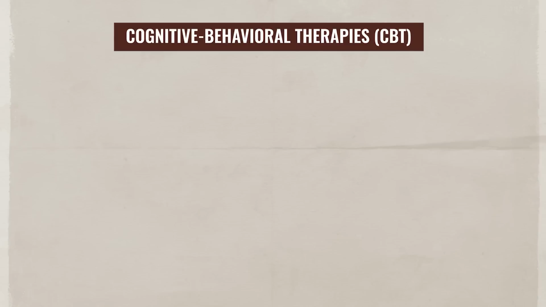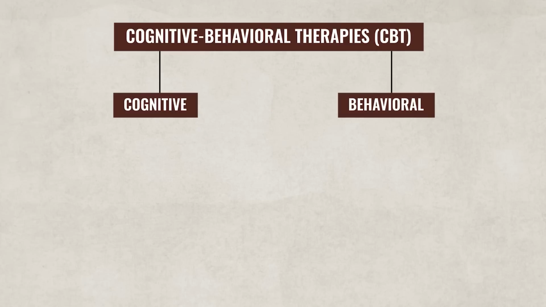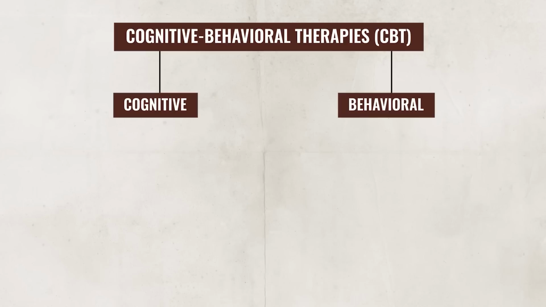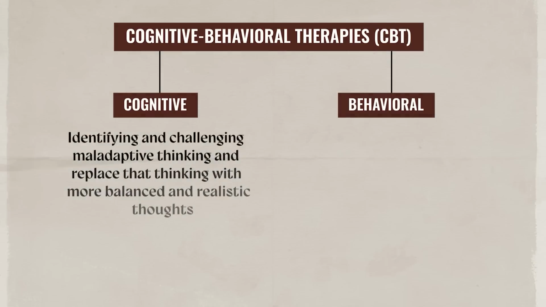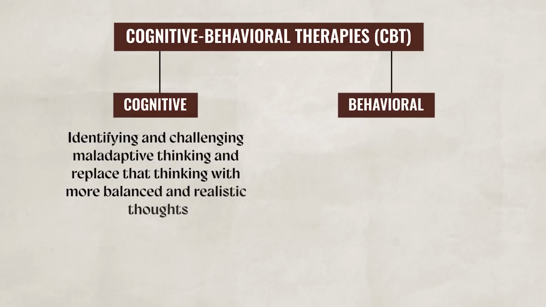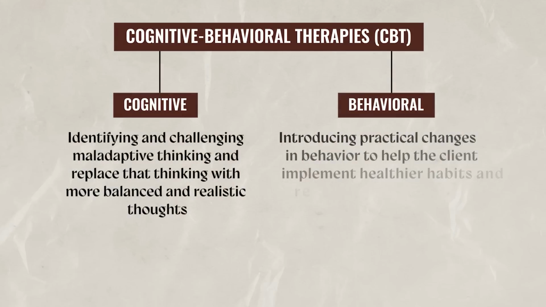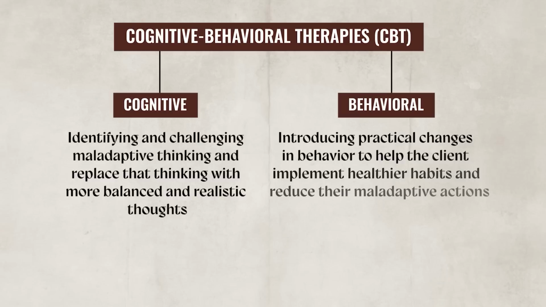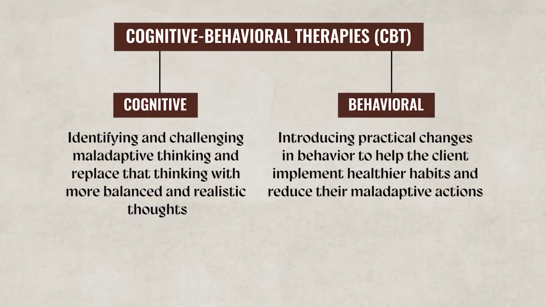Up next, we have cognitive behavioral therapies. CBT is really a blend of two approaches, the cognitive and behavioral. The cognitive side focuses on identifying and challenging maladaptive thinking and replacing that thinking with more balanced and realistic thoughts. While on the other hand, the behavioral side focuses more on introducing practical changes to a person's behavior to help the client implement healthier habits and reduce any maladaptive actions that they have.